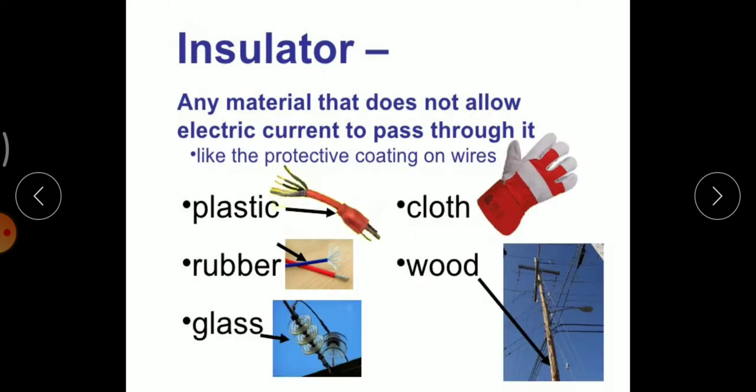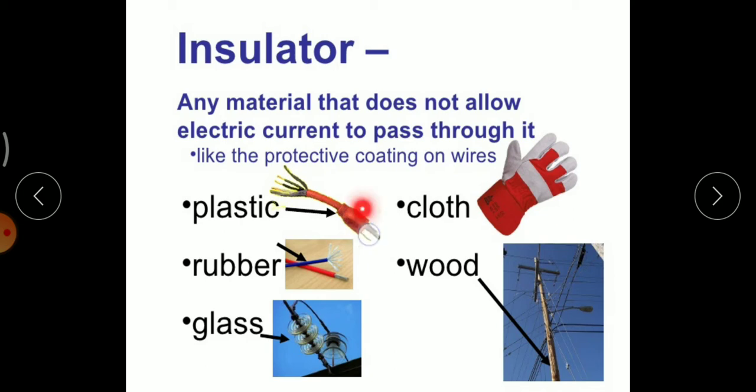Now, the question arises: what do you mean by insulators? In short, insulators are those materials which do not allow electric current to pass through them. So it acts as a protective layer when we talk about wires. As you can see, an electric pole is there, and in between you will find some plastic material which is coated over the wire. It does not allow electric current to pass through it.